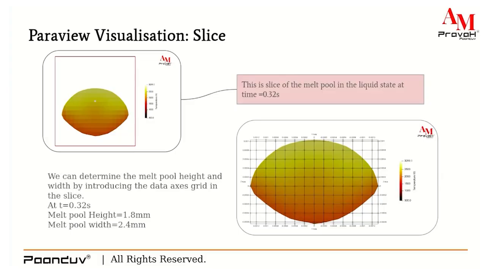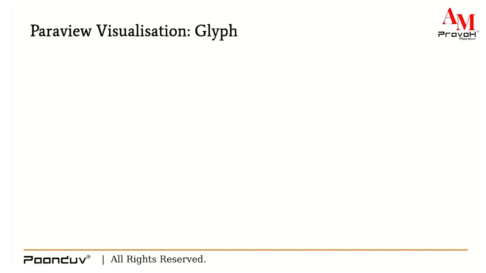By using the data axis grid on the slice of the liquid state melt pool, we can determine the melt pool height and the width. At time t equal to 0.32 seconds, we have got the melt pool height as 1.8 millimeter and melt pool width as 2.4 millimeter. Moving on, we are going to the ParaView visualization glyph operation.